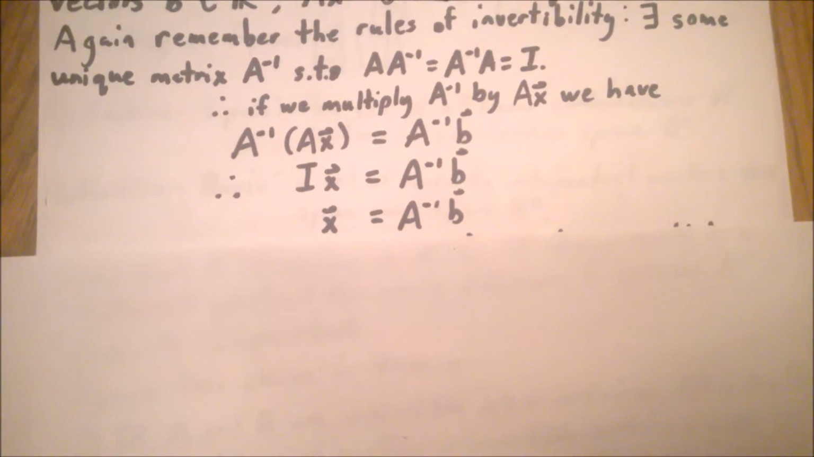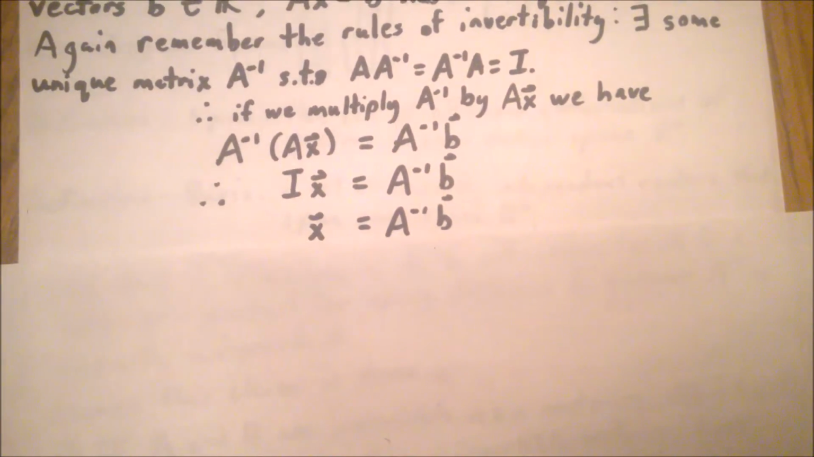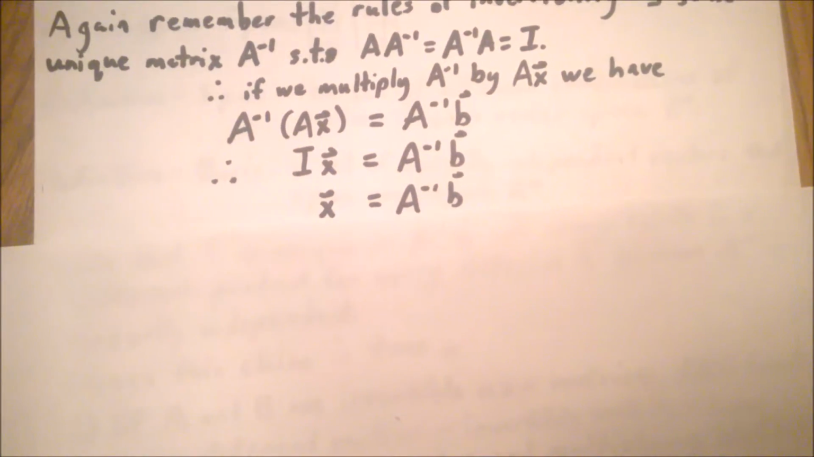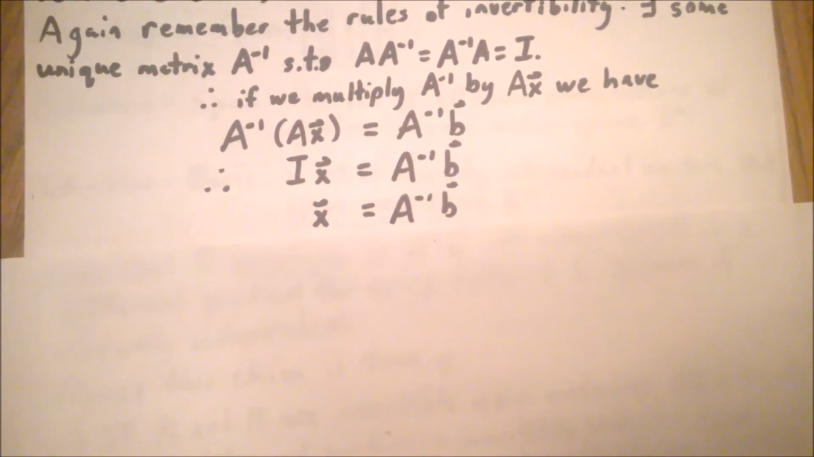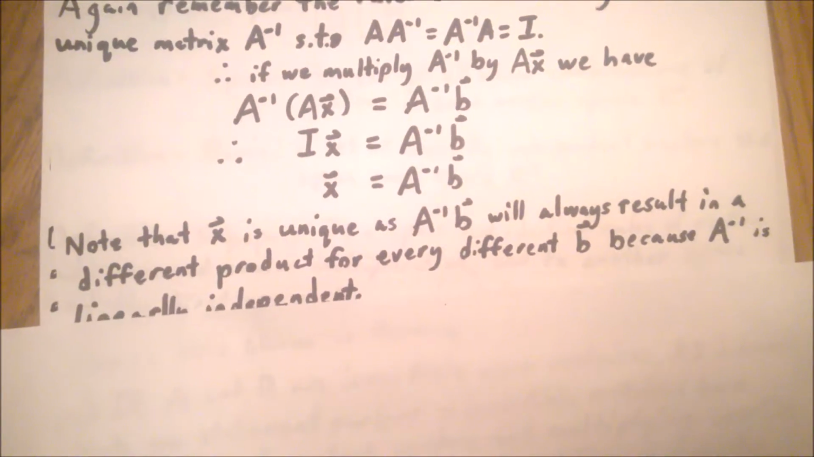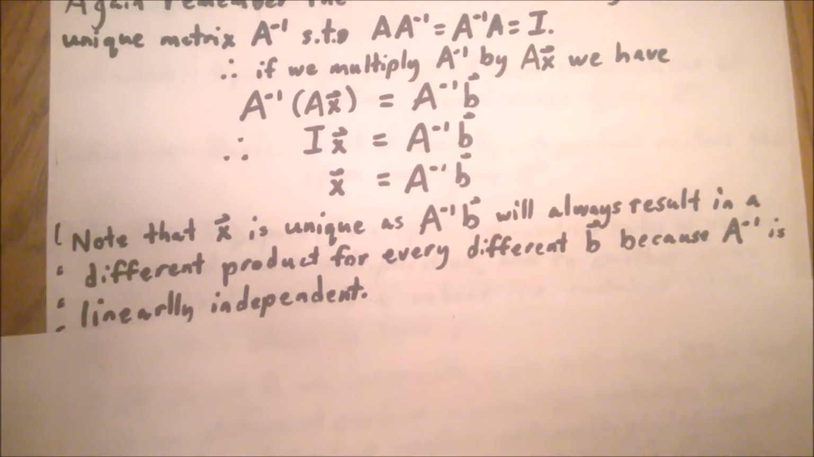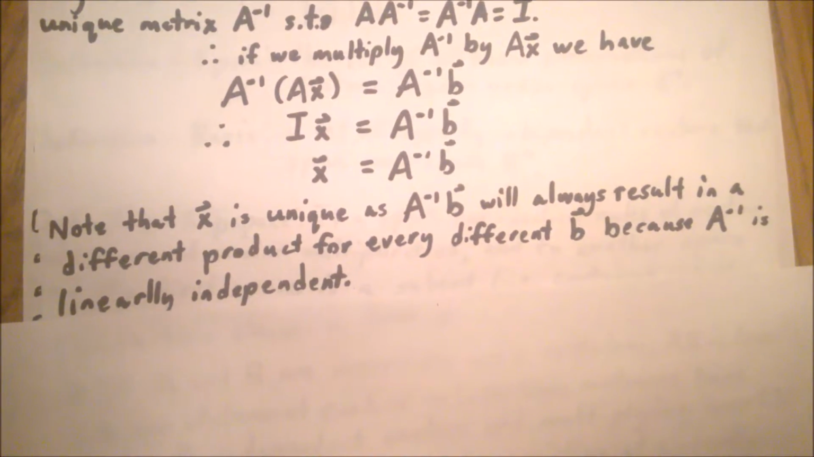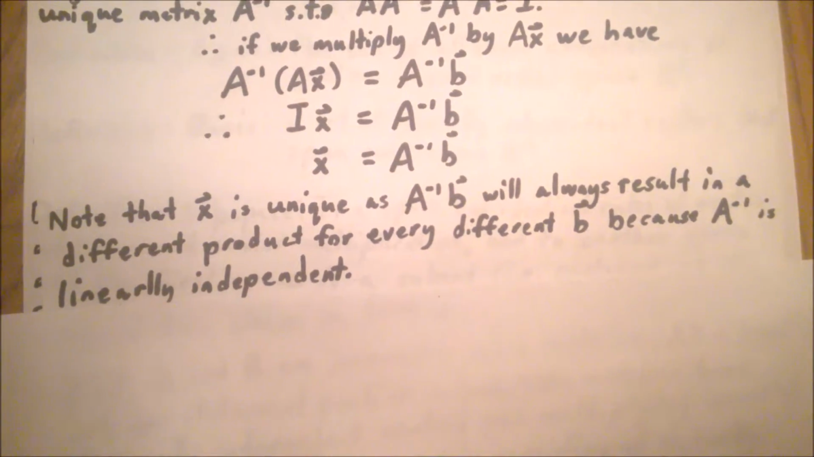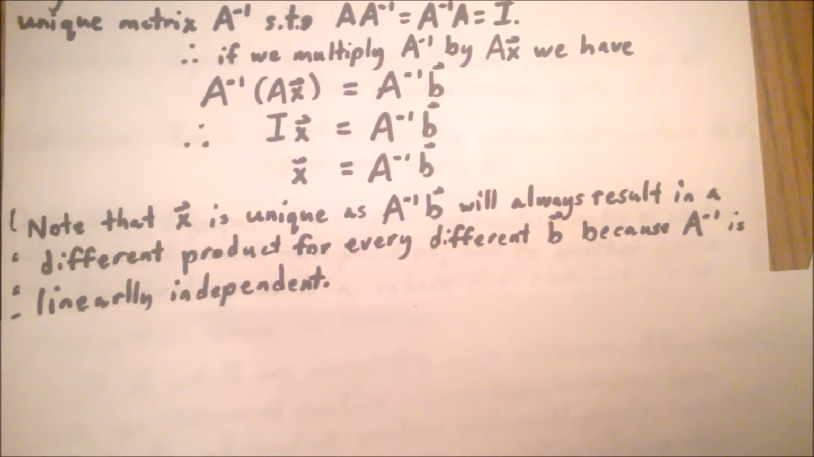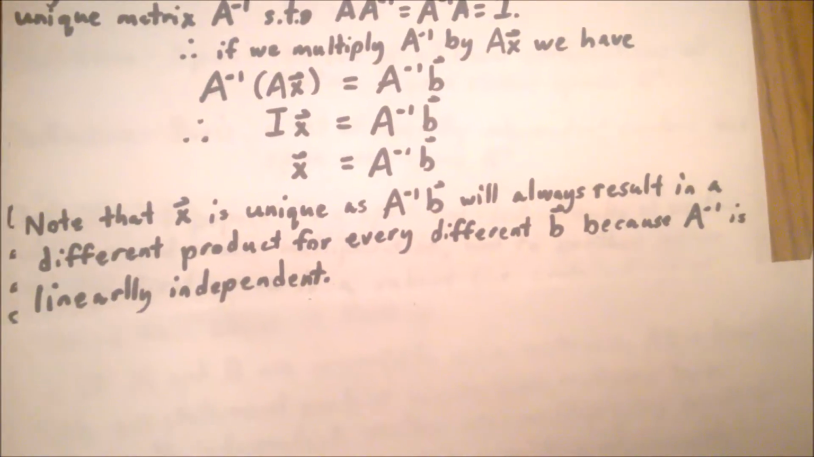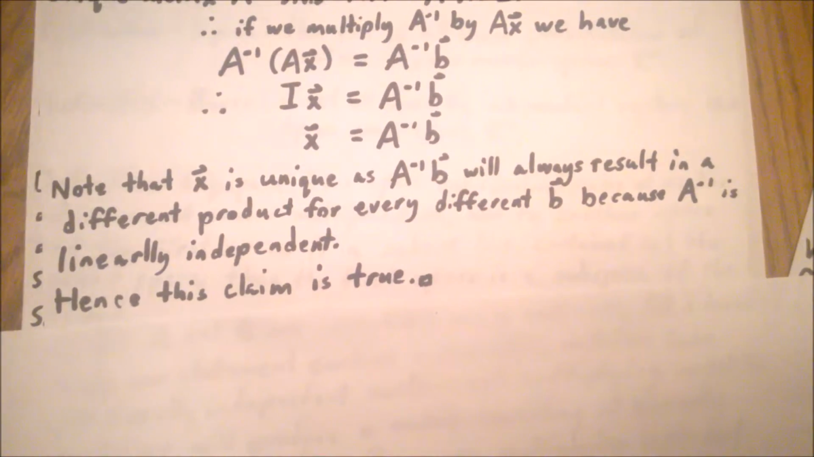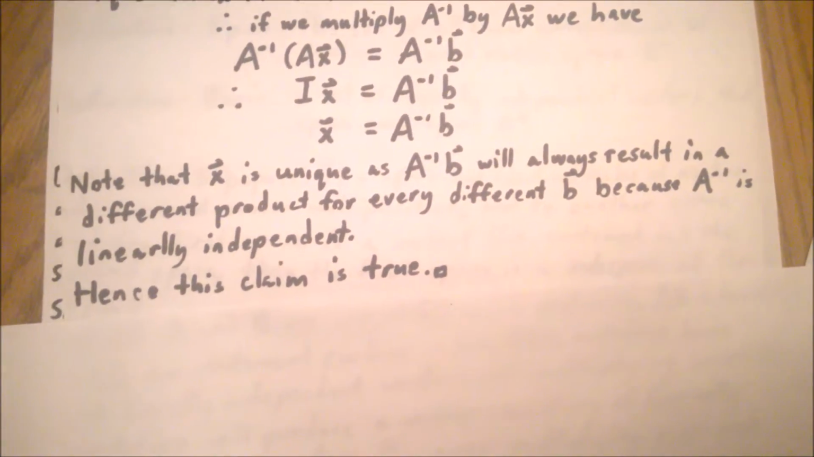Now, keep in mind that A inverse here is a unique matrix. So basically, for every single B inside of the space, we can see that multiplying by this unique matrix A inverse will result in another unique vector. This is primarily because A inverse is linearly independent as per the definition of an invertible matrix. So we can evaluate here that this claim is true.